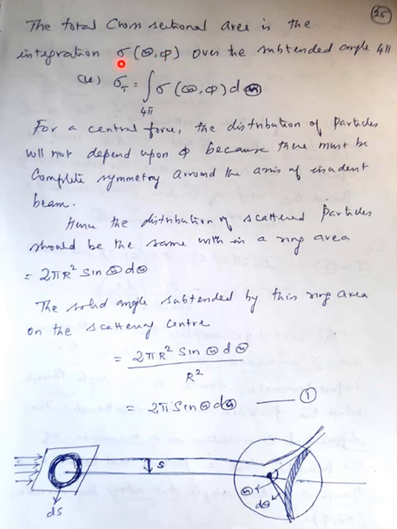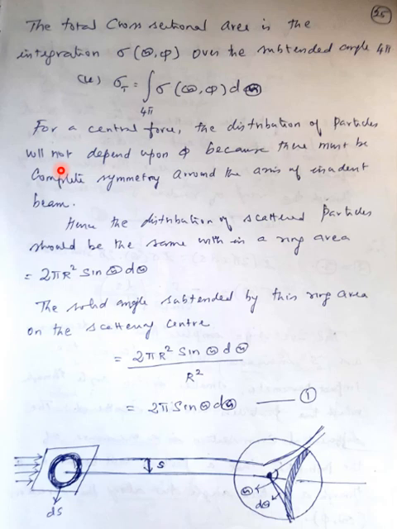For a central force field, the distribution of the particles will not depend upon phi, because there must be complete symmetry around the axis of the incident beam. As the symmetry around the axis of the incident beam is complete, the value of phi will not appear, so it mainly depends upon theta. Hence, the distribution of the scattered particles should be the same within the ring area. Within the ring area, you see this ring is like a circle.